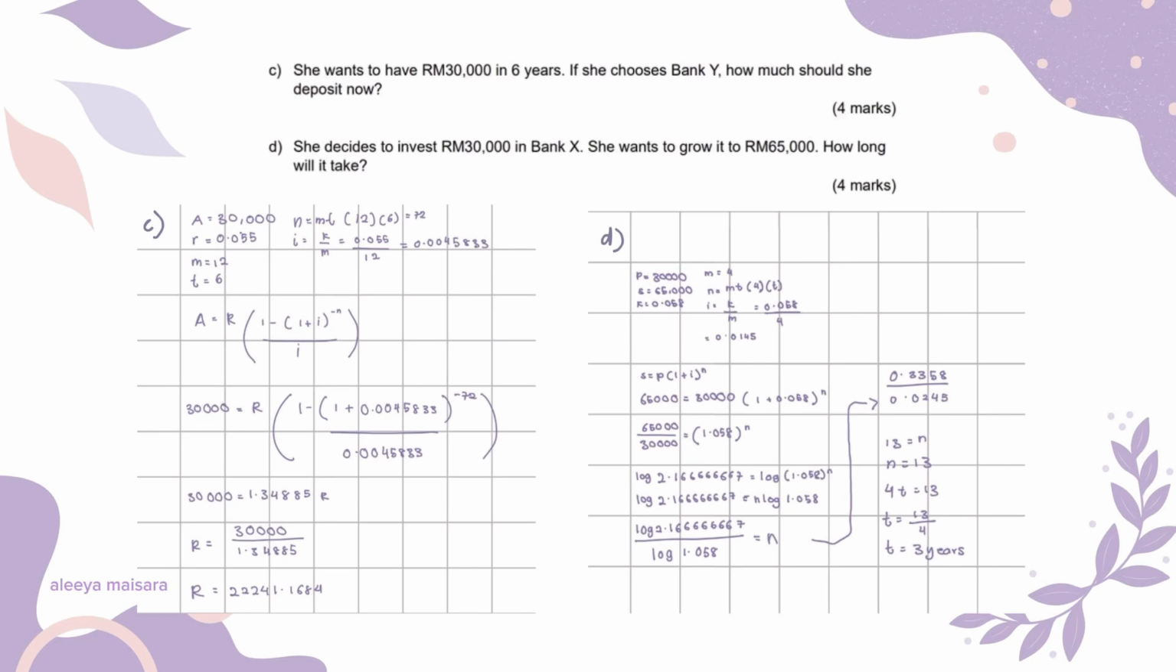Then we will get 30,000 equals 1.34885 R. Bring R to the front, and R equals 30,000 divided by 1.34885. And with that, finally, we will get RM22,241.16.